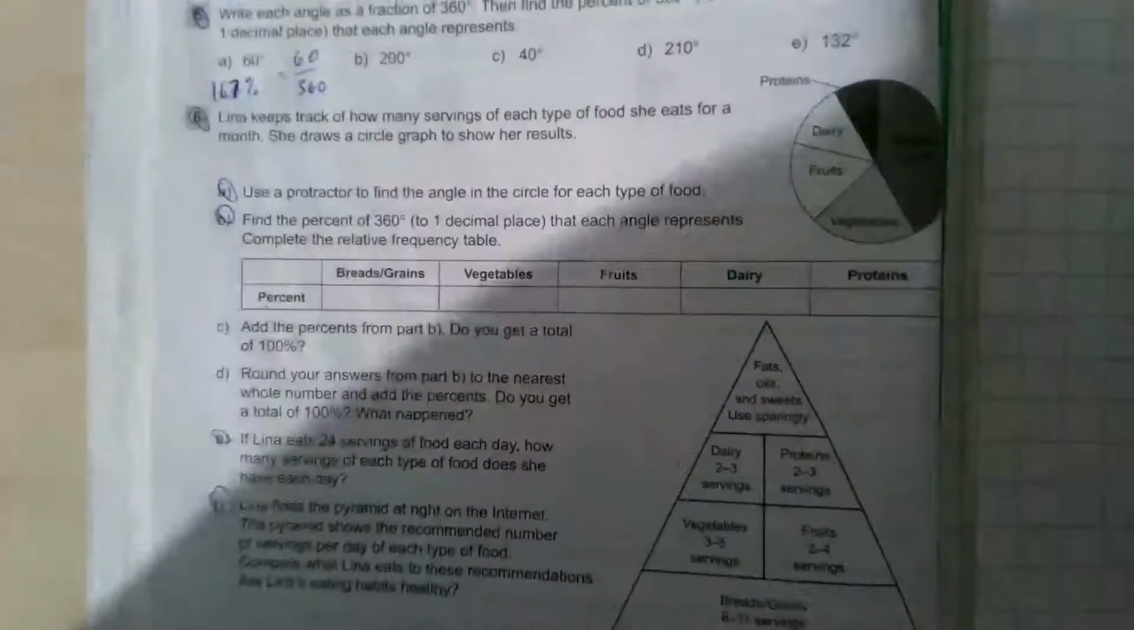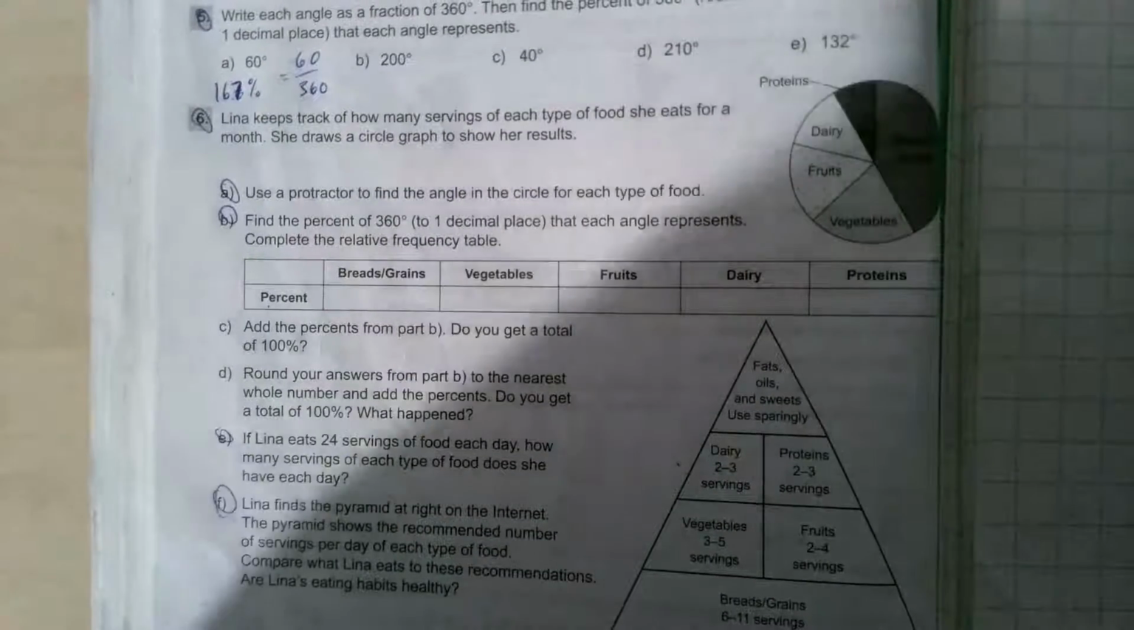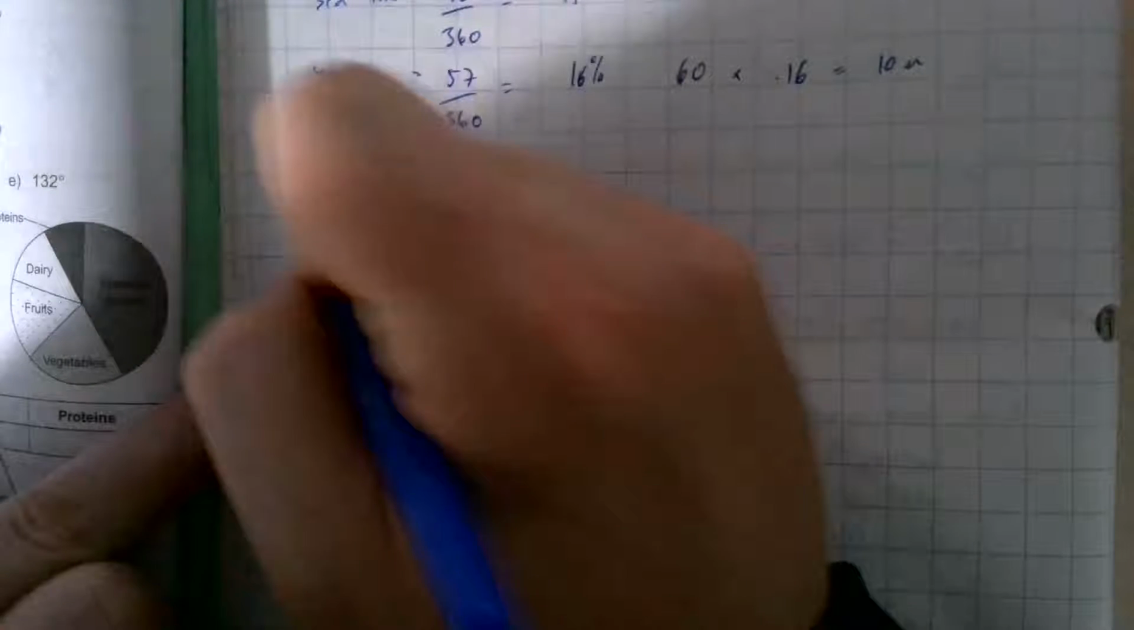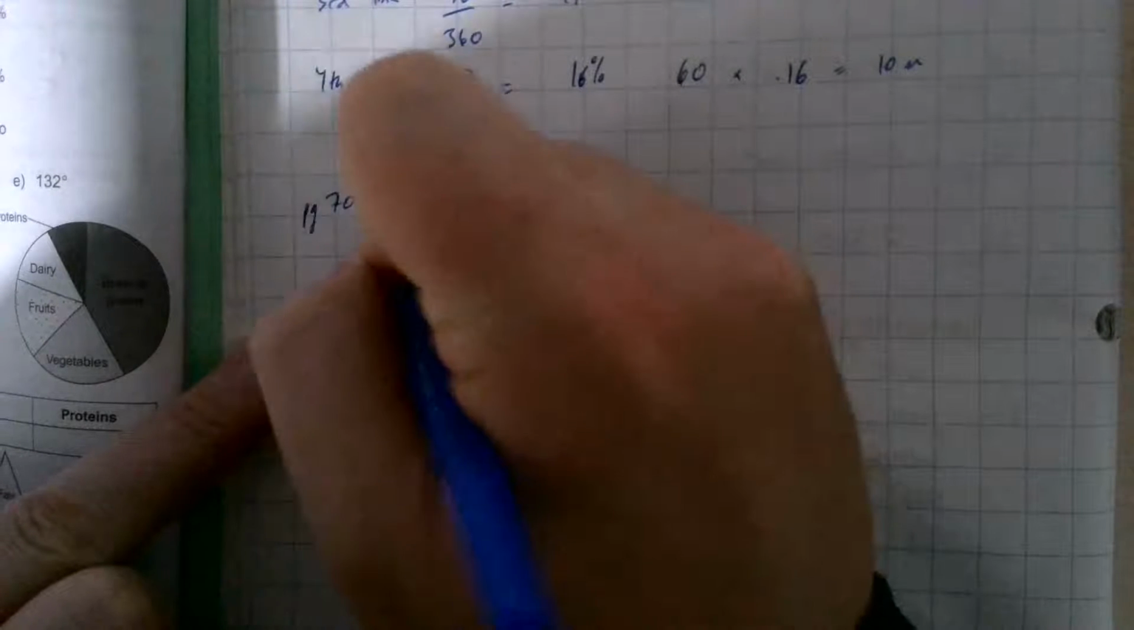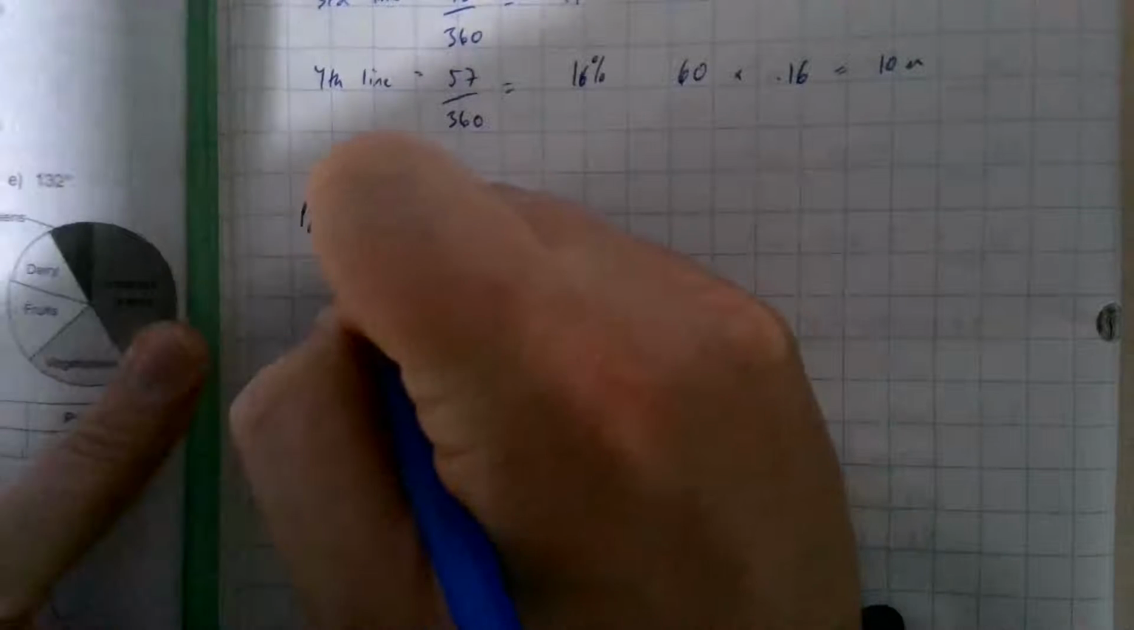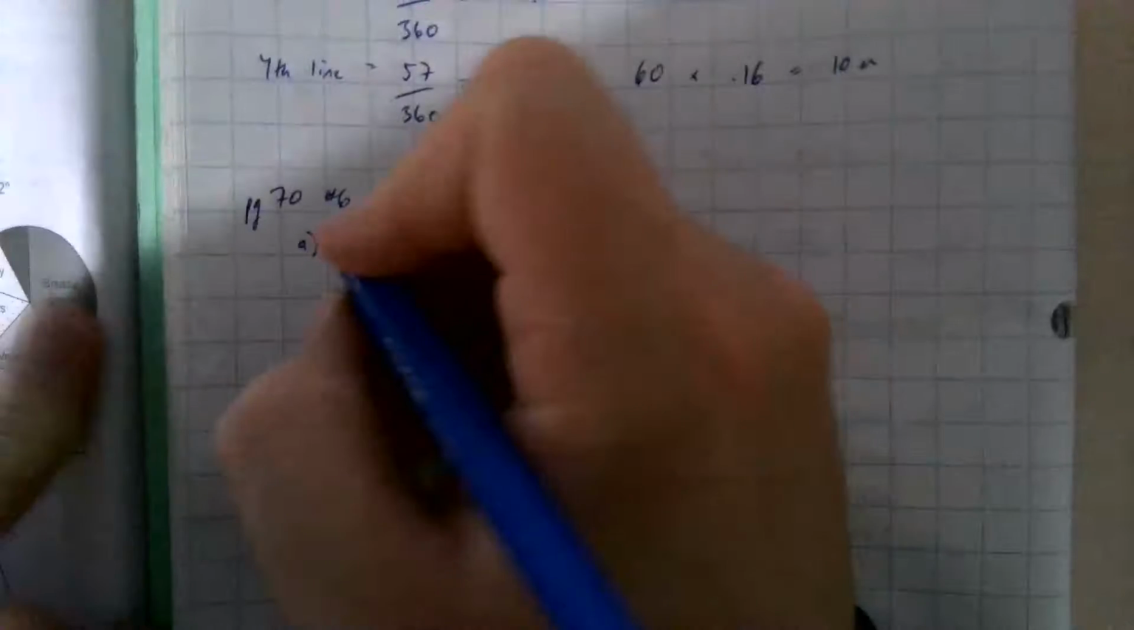Okay, so now we're looking at question number 6 on this page. Leanna keeps track of how many servings she gets of each food, and she does a circle graph. So what we should do is let's measure the circle graph and be as accurate as possible. Find the percent of 360. So let's first find the angles. We're going to write them down over here. This is page 70, number 6, and this is question A. And we're going to write down the different categories right now.